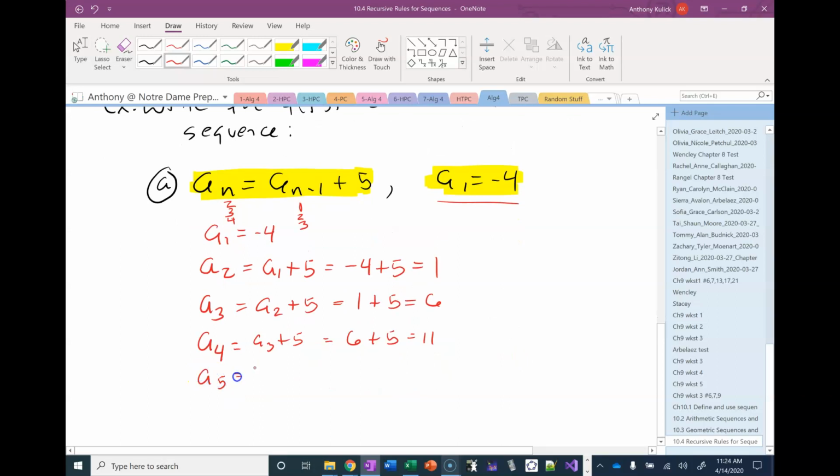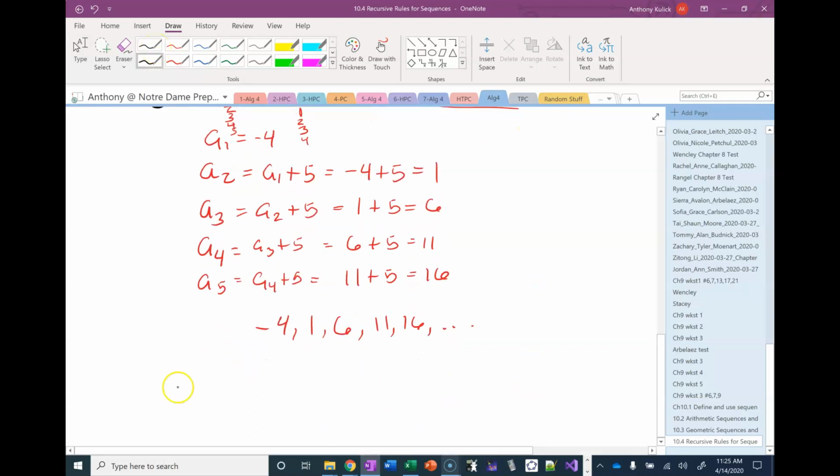And then the fifth term, if n is 5, then n minus 1 is 4, so we need the fourth term plus 5. We just found the fourth term, that's 11. We add 5 to that, we get 16. So if I were to write down my sequence, it would be -4, 1, 6, 11, 16, and so on.